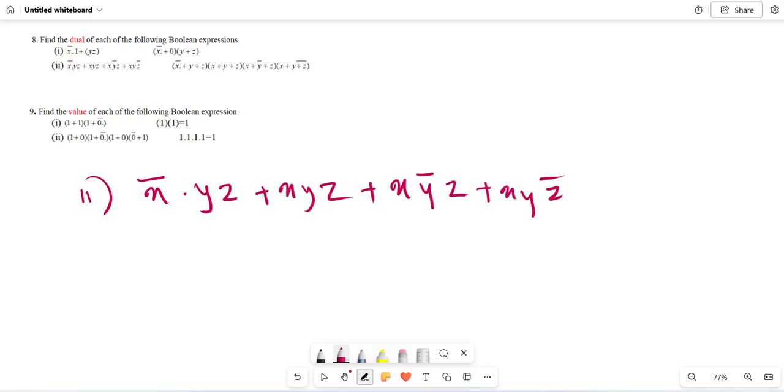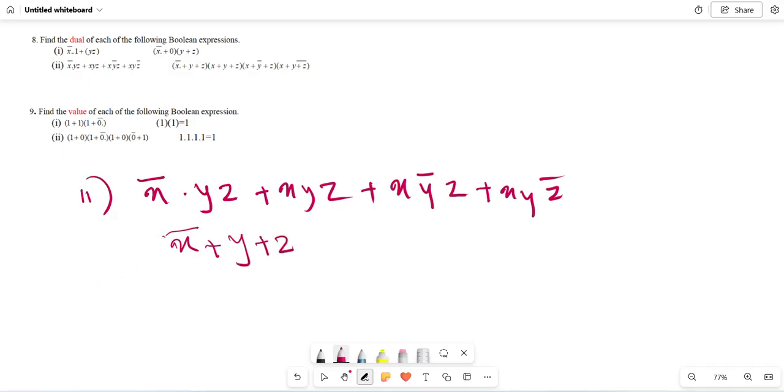Now since the complement is the first preference and there are no ones or zeros, the only thing is you want to see which gets the preference, OR or AND. In that case it is AND. So you can just put AND, x bar, you can put plus y plus z.